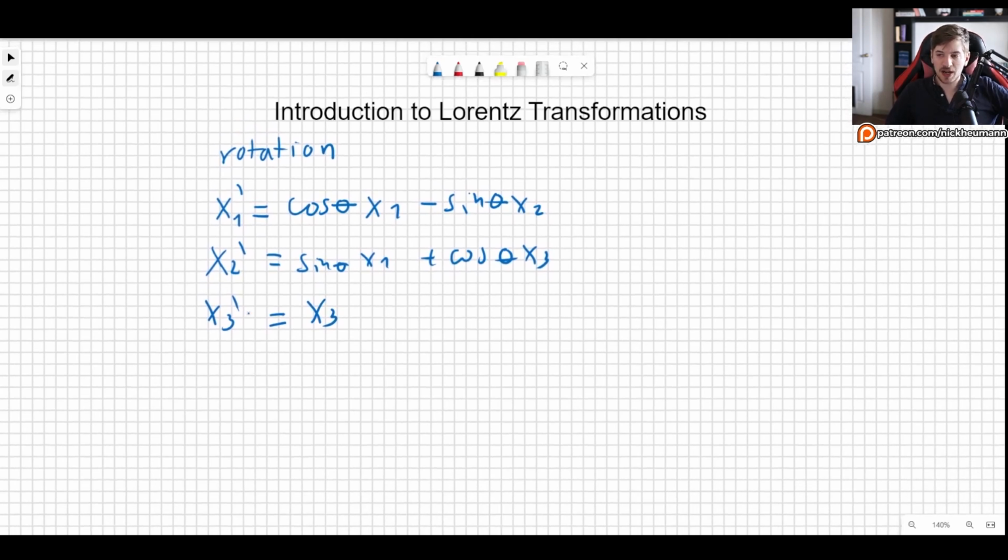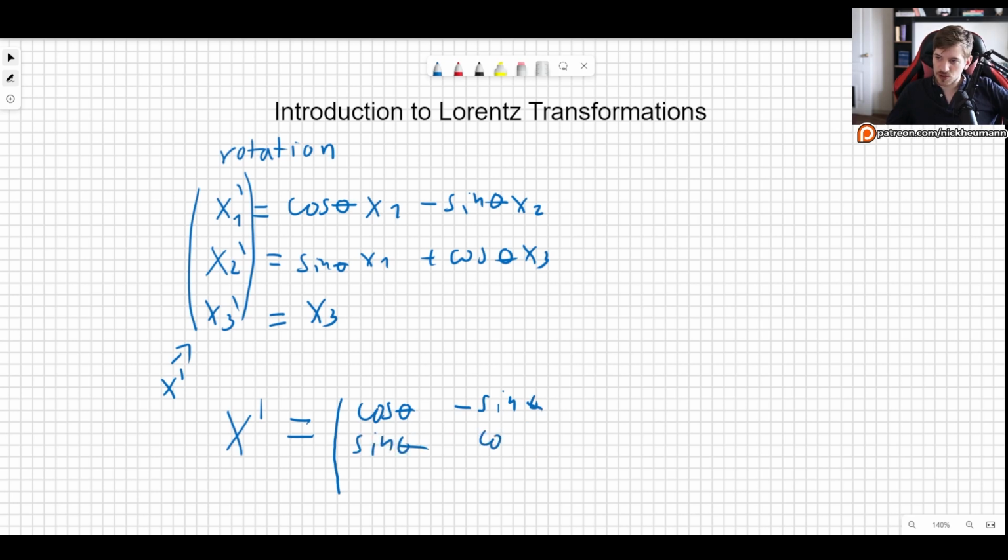This is something that we can now write much more compactly. If we say this entire thing is simply x prime, then we can write x prime as the product of a matrix, which is cosine theta, minus sine theta, 0, sine theta, cosine theta, 0, and then 0, 0, 1. And this is our rotation matrix. And then we still have the column vector x1, x2, x3. Multiplying through, of course, we see that we get what we had before.